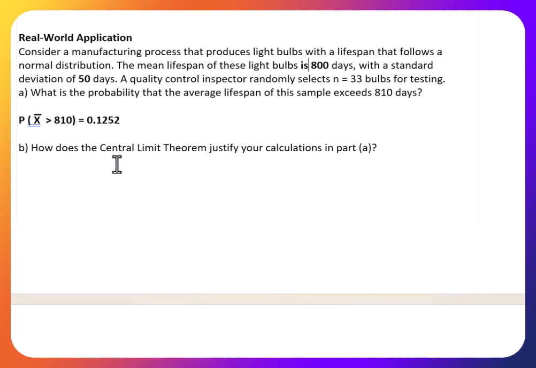How does the central limit theorem justify your calculation? He didn't say that the original population was normally distributed, but he gave me a sample size, which is 33, which is bigger than 30. If the sample size is large enough, meaning bigger than 30, it doesn't matter whether the original population is bell-shaped or not bell-shaped, so we are okay to use the central limit theorem.